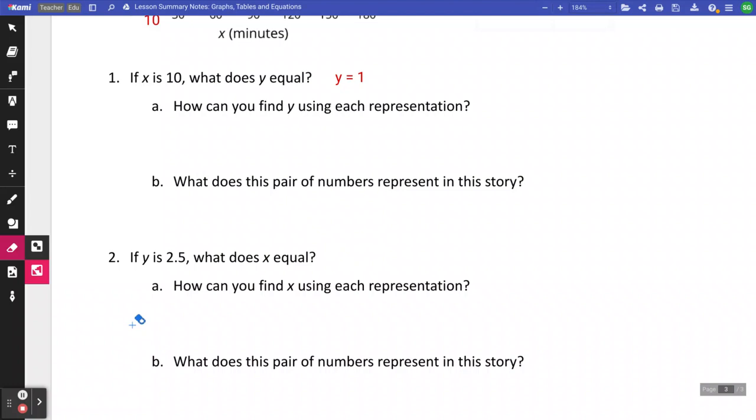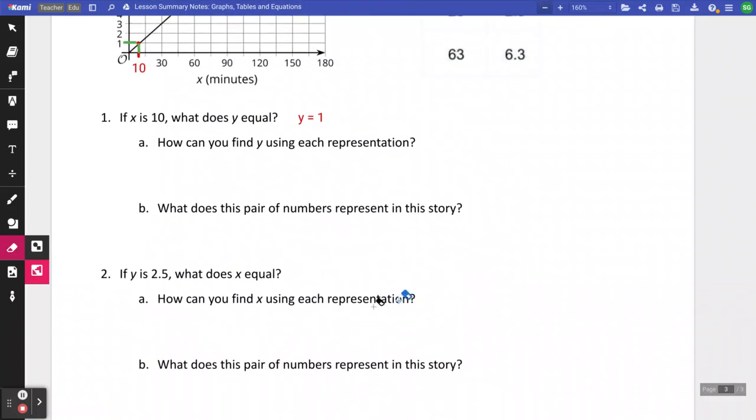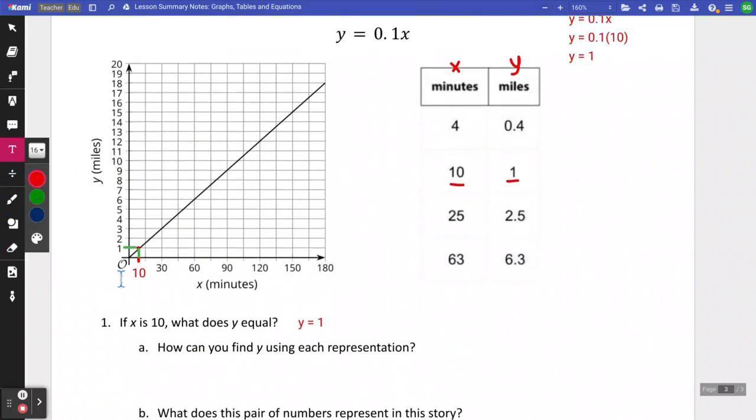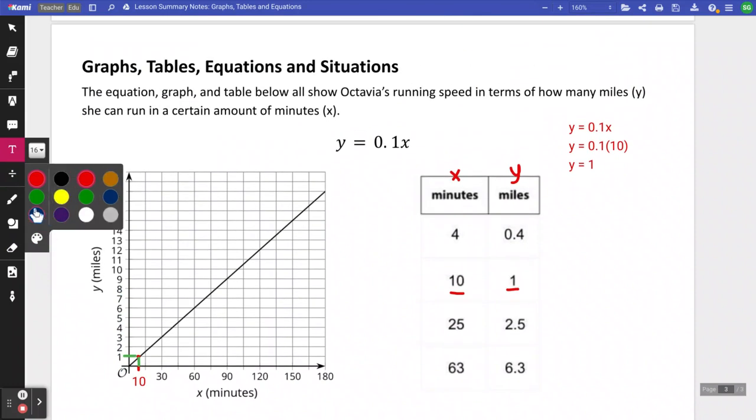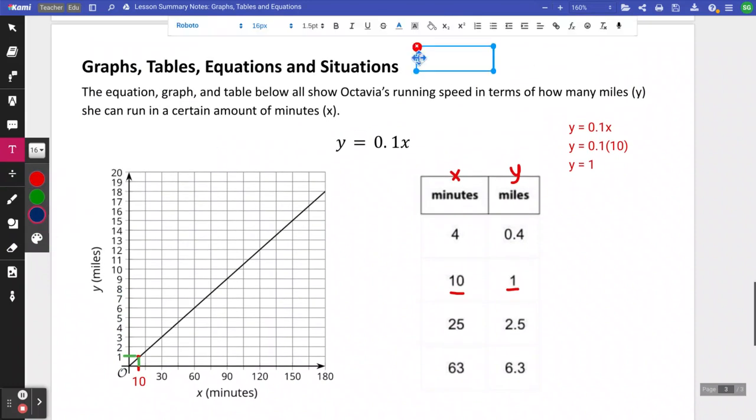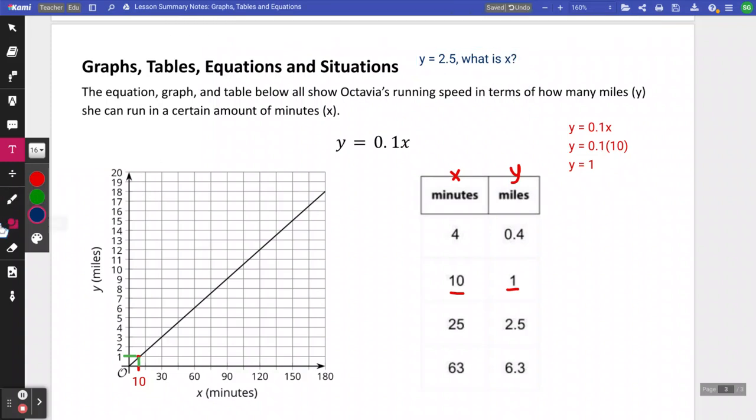And then what does that pair of numbers represent in the story? I am going to scroll up so you can see those 3 representations. Remember, we've got y is 2.5, so I'll put that up here in blue for us. We are trying to figure out if y is 2.5, what is x, using all 3 of these representations.